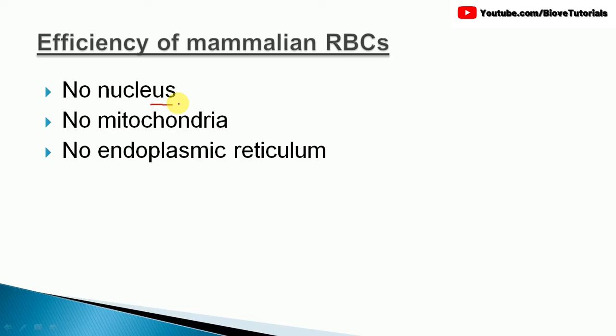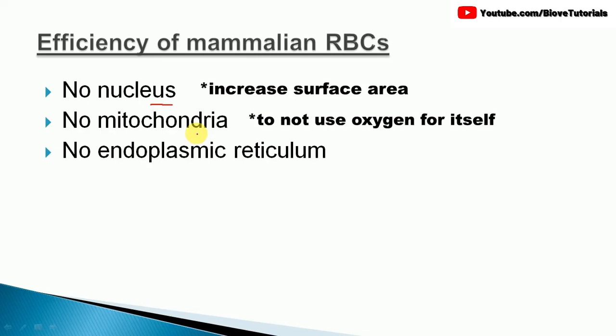Okay, large amount of oxygen, or you can say to increase the surface area, there is no nucleus present. Next is no mitochondria. We know that the function of mitochondria is to what? It is in cellular respiration, to provide energy. So if there were mitochondria in the RBC, then what will happen? These mitochondria will utilize that oxygen for themselves to produce energy, as a result of which that particular oxygen will not be able to be transported to another place. That's why RBCs do not have any mitochondria.